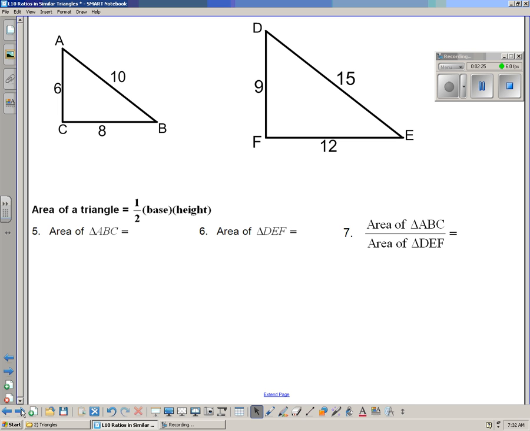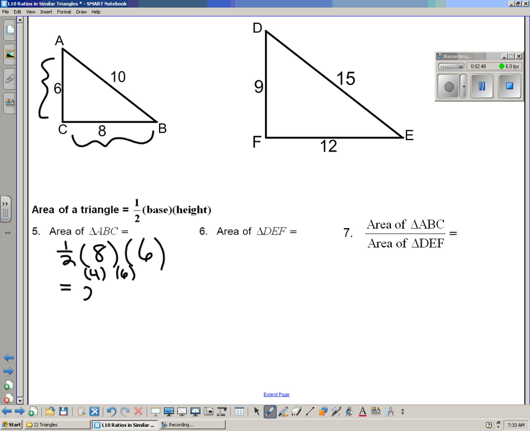Onward to area. Area of a triangle is 1/2 times the base times the height. So for example, I'm asking you to calculate number 5, the area of triangle ABC, which would be 1/2 times the base, which is 8, times the height, which is 6. And 1/2 times 8 is 4. 4 times 6 is 24. I would like you to pause the movie and calculate the area of triangle DEF. So for triangle DEF, we have 1/2 times 12, which is the base, times the height, which is 9. And 1/2 times 12 is 6. Times 9, you should have gotten 54.